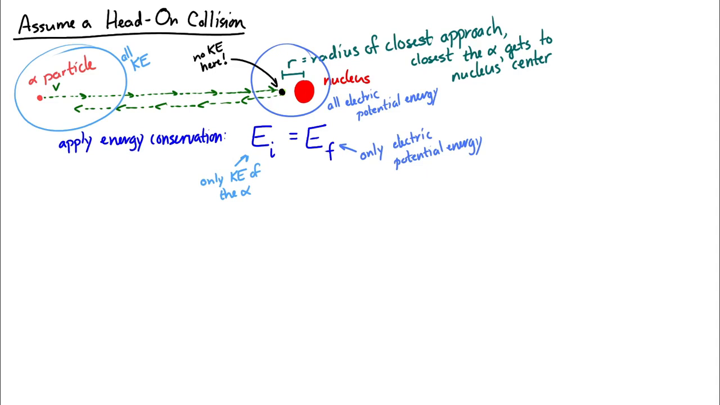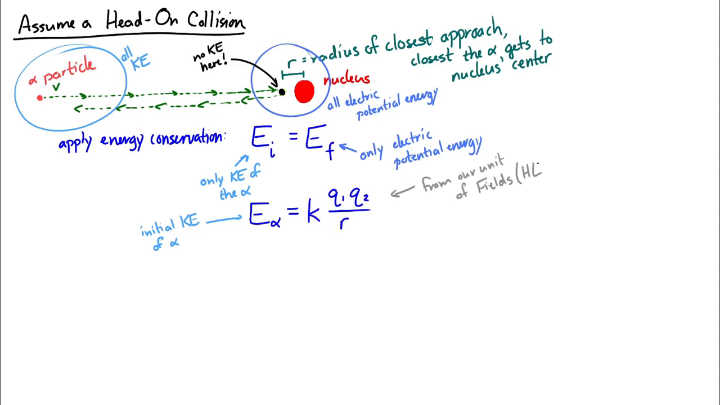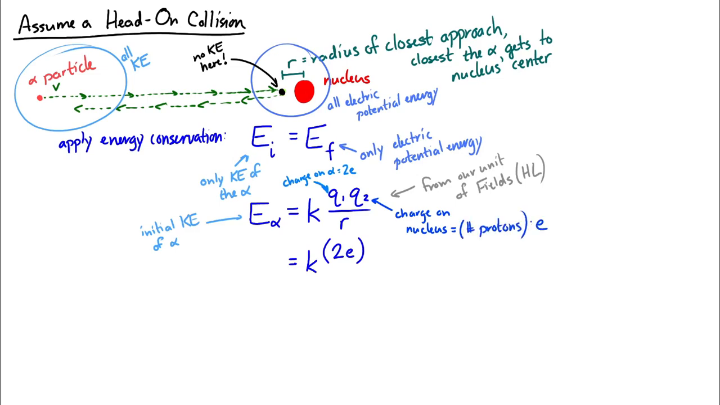So we'll write this expression. I'm going to write down the initial kinetic energy of the alpha particle as E alpha. And then the electric potential energy at the end is given by this expression, k Q1 Q2 over r. Those two Q's, well, one of the Q's is the charge on the alpha particle, which is 2 times the elementary charge. And one of the Q's is the charge on this nucleus, which is however many protons we have times the elementary charge. And the number of protons in the nucleus we're going to represent with the capital letter Z. So now we have this, okay?